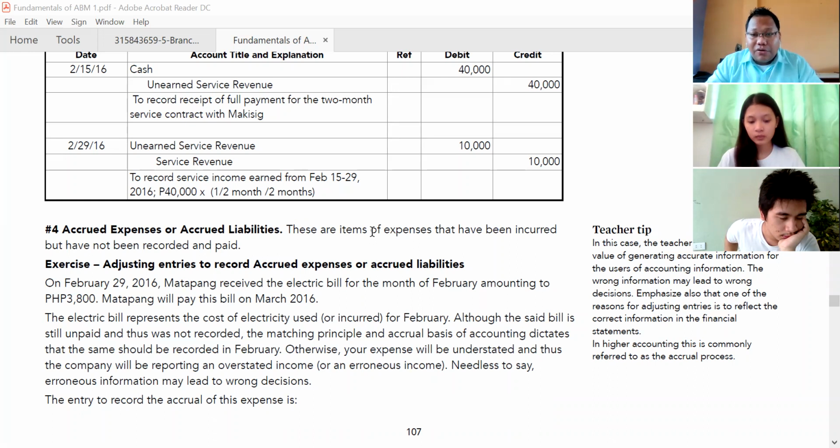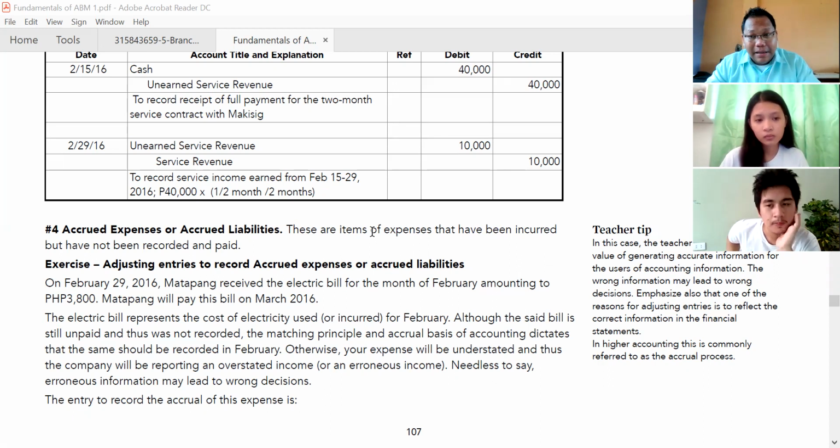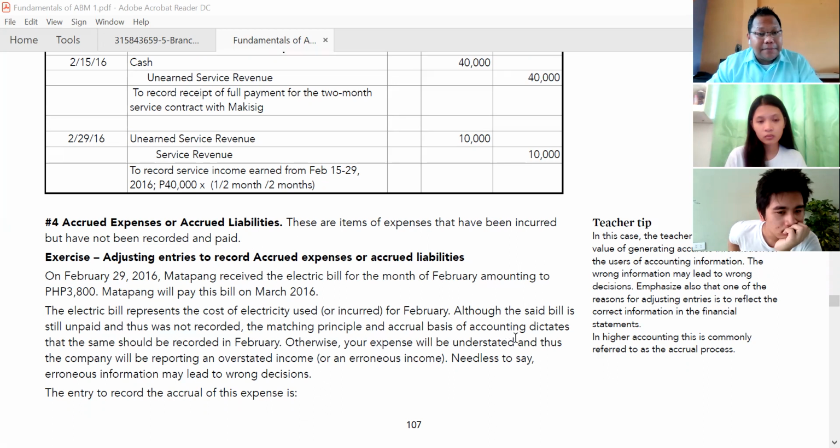So what will be recognized on Feb 29? Take note, as recording would demand for it, something has already been identified on Feb 29. What is that? There is an expense. What is the expense? Electricity expense. Because there is an electric bill that has been received on Feb 29. However, the bill has not been settled on the same day, as it is to be settled on March 2016. So how will you record this one?